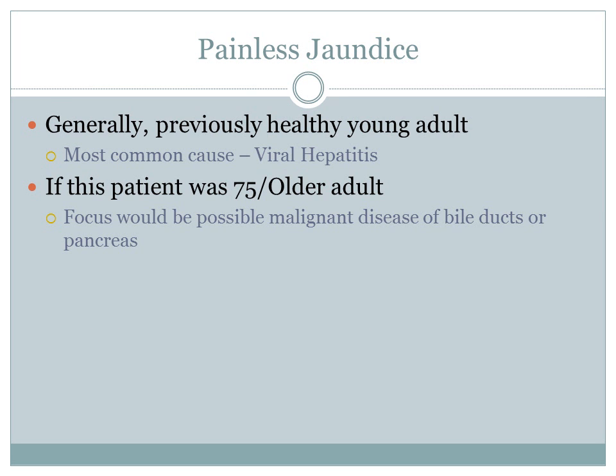So if we look at painless jaundice, we'll see that generally previously physically healthy adults are more likely to have a viral hepatitis, whereas in a 75-year-old older adult, we would more suspect a malignant process of the bile ducts or pancreas or something like that.